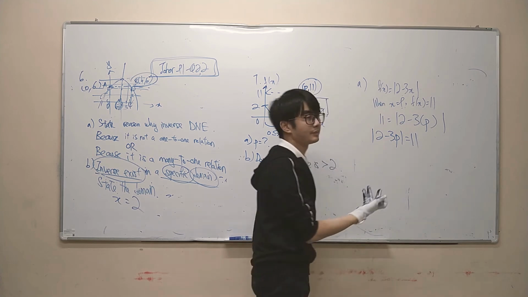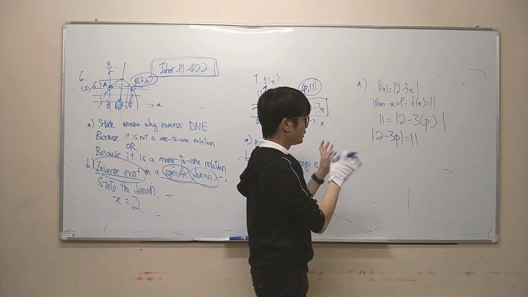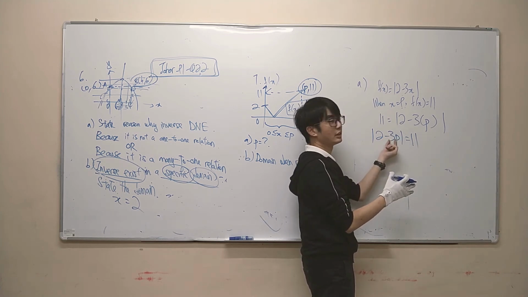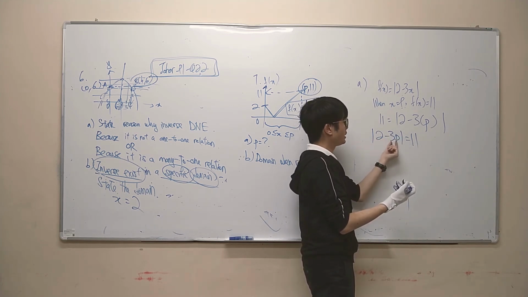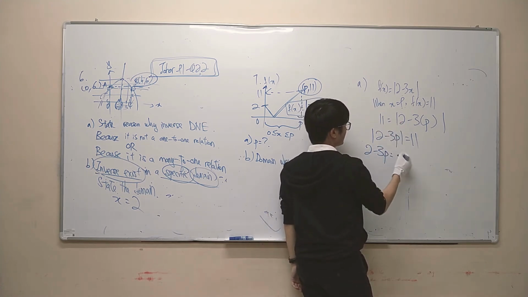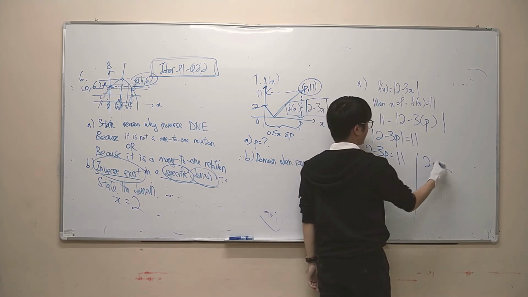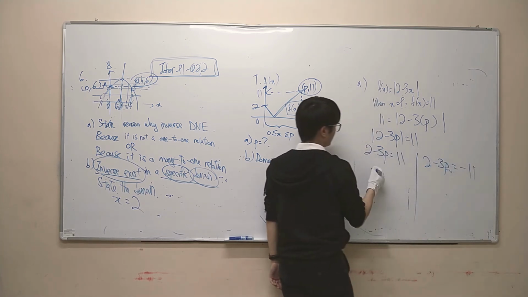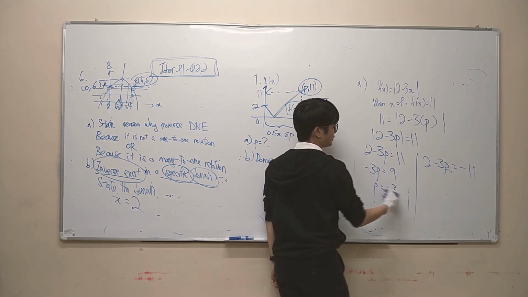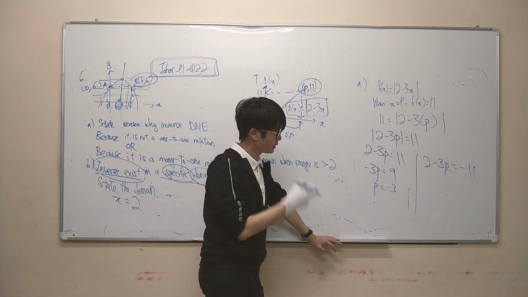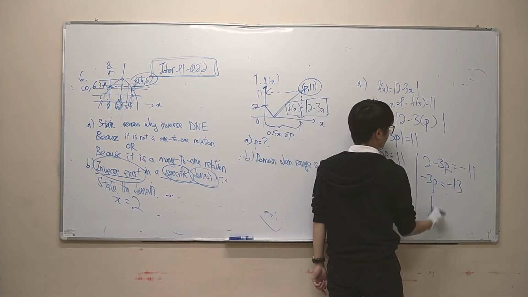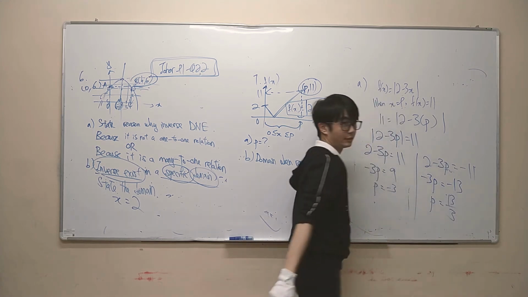So how to solve this? You cannot move the 2, because the 2 is already locked inside the modulus, and you cannot move the 3. So you have to remove the modulus. When you remove the modulus, there will be 2 answers: one positive, one negative. So negative 3p will be 11 minus 2 is 9, p will be 9 divided by 3, negative 3. Is it correct? Yes. And then negative 3p equals negative 11 minus 2 is negative 13. So p is 13 over 3.